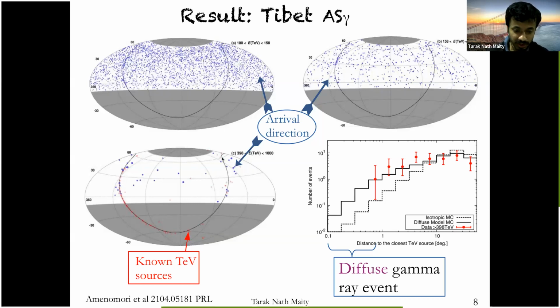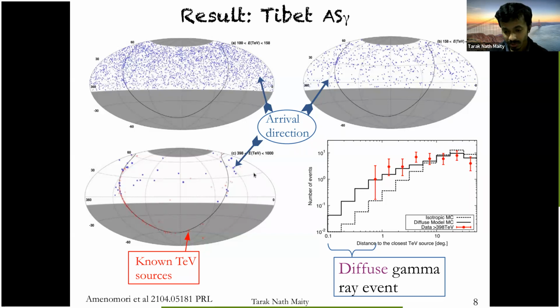And also, if you just look at this third bin, you'll see that along with blue dot points, there are also red cross points, which represent known TeV sources. Their claim is that most of the gamma ray-like events that they are observing are not matching with known TeV sources. So the gamma ray-like events that they are observing are not associated with any sources, so that they are kind of orphaned. That's how we define the diffuse gamma ray events.